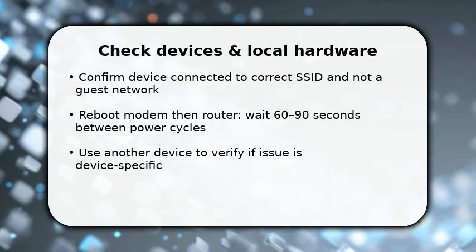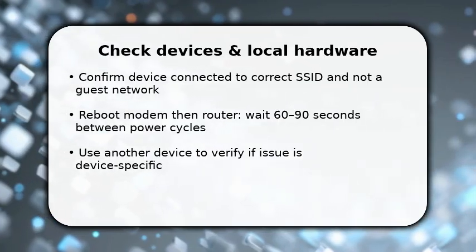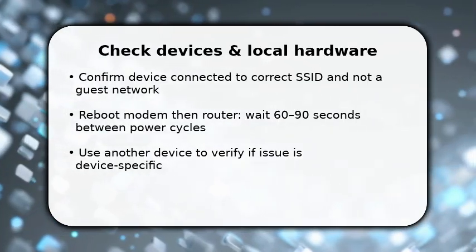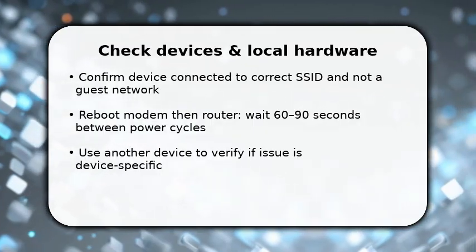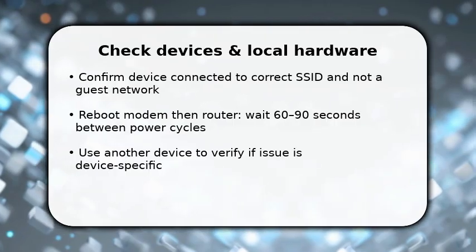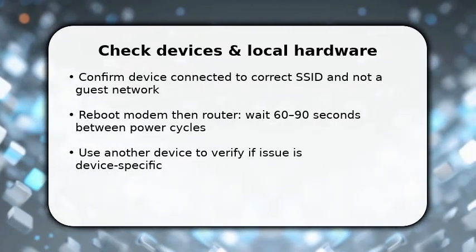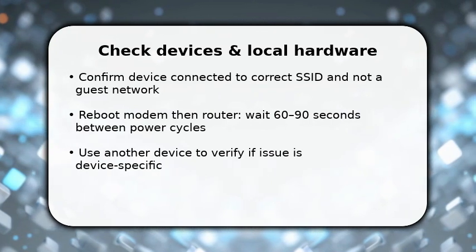Wait 60 to 90 seconds so the modem reestablishes upstream lock before the router tries to get an IP. Once done, check the router status lights and your device's Wi-Fi icon. These tell you whether DHCP and WAN links are present and guide the next steps.